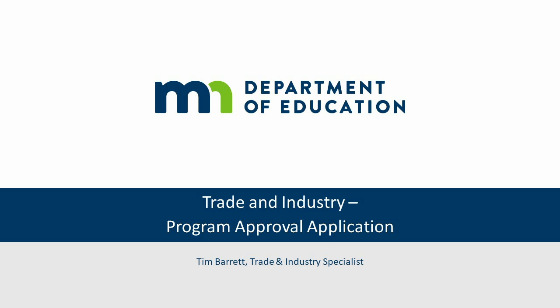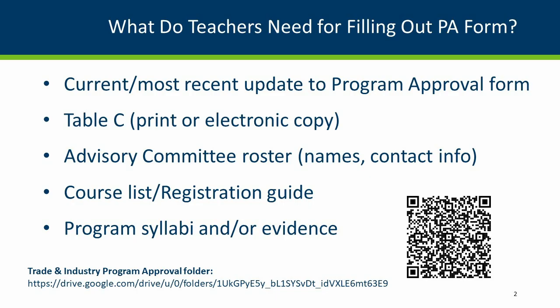There are a couple of items I would recommend that teachers have on hand when they're filling out the form. One of them will be having your original program approval that was approved before, or whatever your updated version of that is. You might also want to have Table C for reference, and I'll tell you where to find that in a minute. As well, you might have your advisory committee roster that will have your name and contact information for all your committee members. You want to have a list of your courses that you're looking for program approval for, as well as maybe a registration guide. And finally, you might want to have your program syllabi or any other evidence you're going to be using for this application.